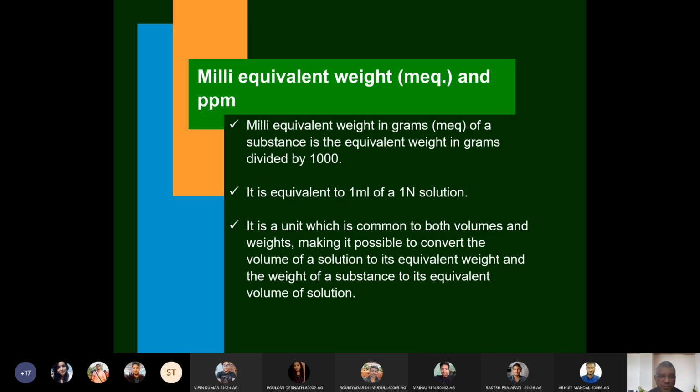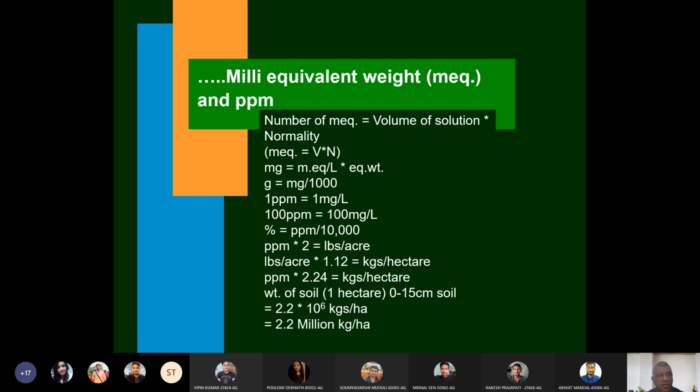It is a unit which is common to both volumes and weights, making it possible to convert the volume of a solution to its equivalent weight and the weight of a substance to its equivalent volume of solution. So it is the most important unit, milliequivalent. Now you see the relationship between milliequivalent, ppm, and other kinds of units.